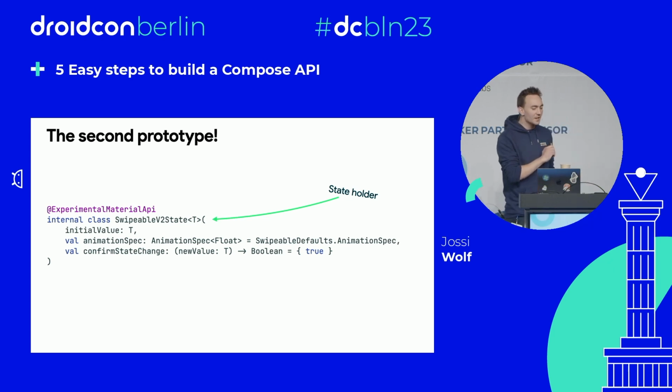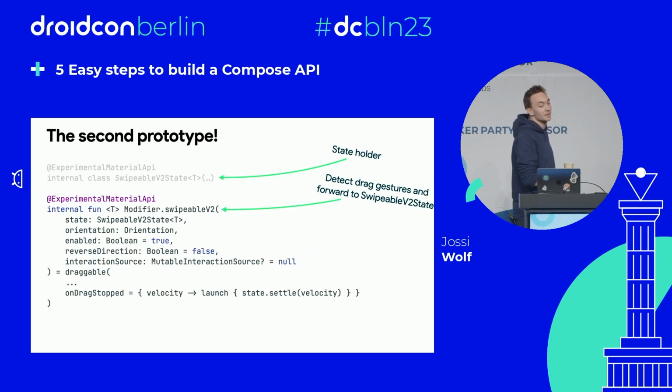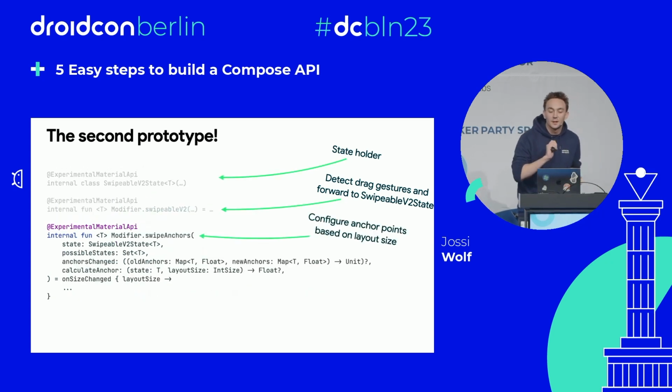And except for a couple of parameters, it was very similar to the first swipeable. We also had a modifier to swipeable, which you could use to detect the drag gestures and forward the deltas to the swipeable v2 state. And then we also had another modifier, which is called swipe anchors. This you could use because we wanted to have something, right? Remember the problem statements, we want to have something that supports layout anchors.